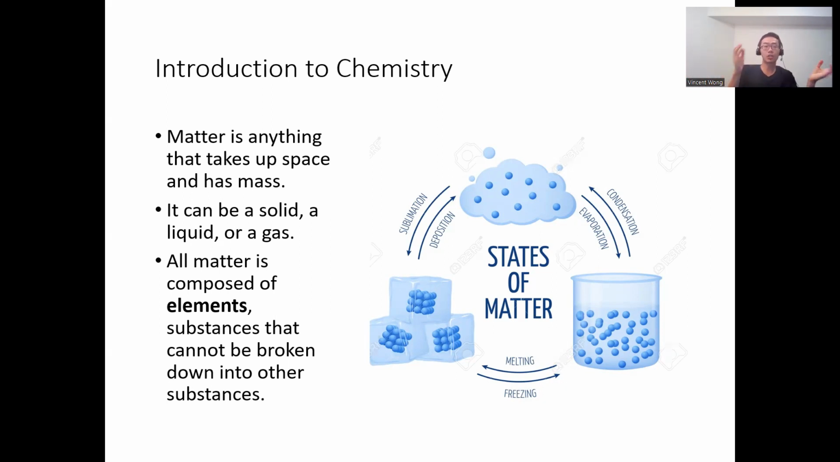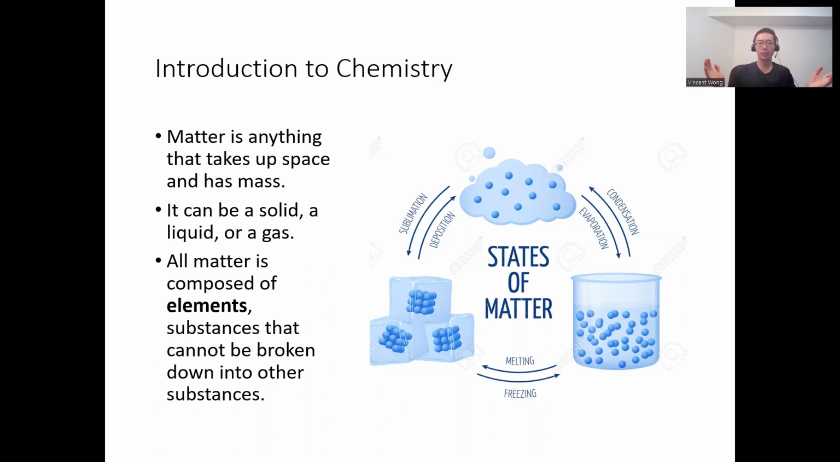It can exist in solid, liquid, or gas. You probably knew that already. And of course, they can cycle through the different states depending on how much energy you put into the substance. So typically, the more heat you give it, the more energy you give it, it will become more energetic, and then it will go from solid to liquid and then to gas.